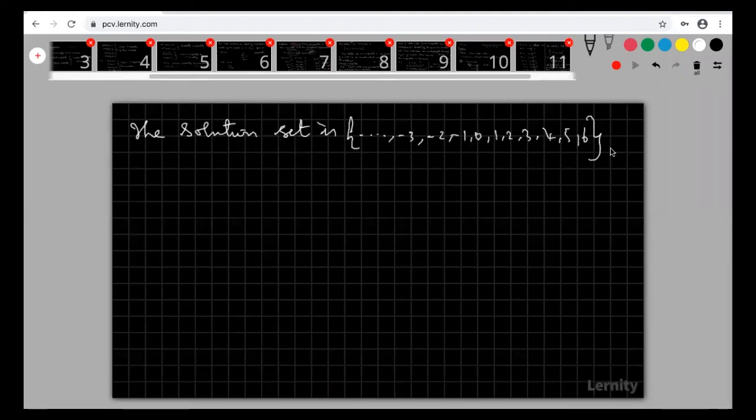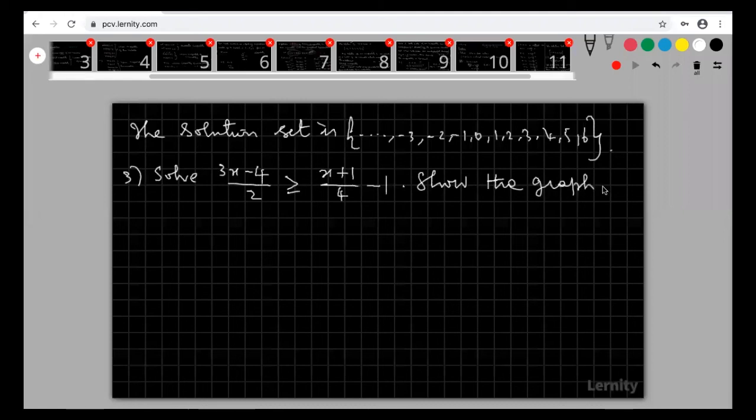Okay, we will discuss one more problem. Third one, solve (3x - 4)/2 greater than or equal to (x + 1)/4 - 1. Show the graph of the solution on the number line. Either we have to solve this and show the graph of the solution on the number line.